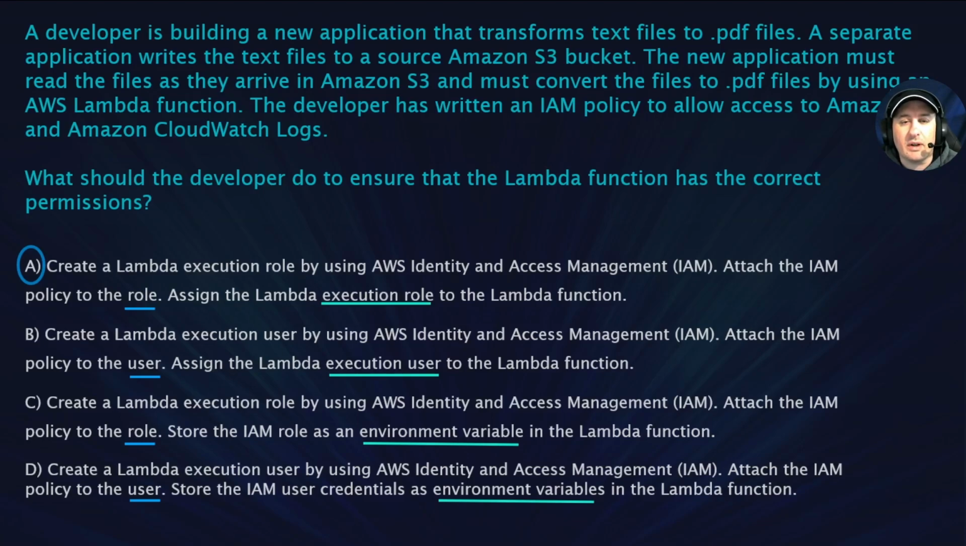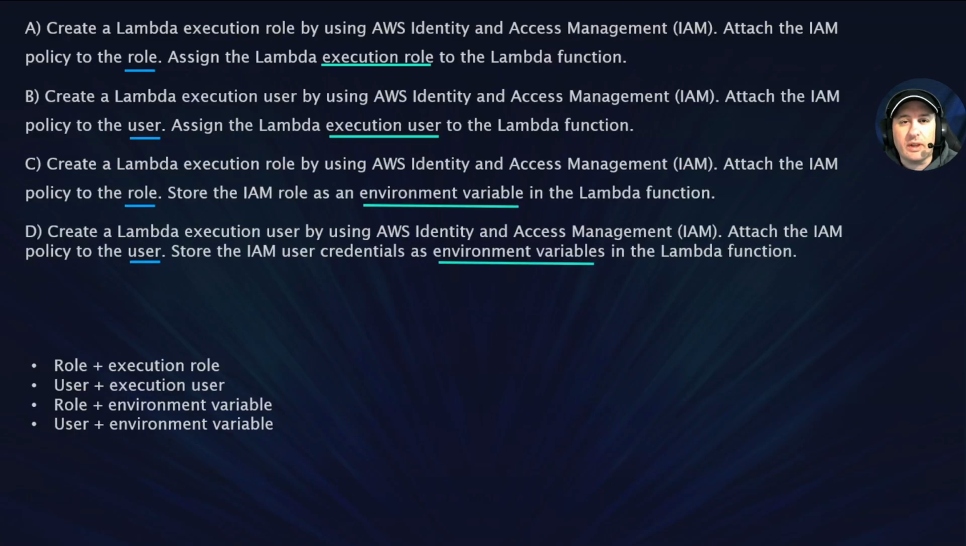What I want to call out here are very specific items in the possible solutions to this question. You'll notice that I've underlined the words role and user for IAM permissions, and then for the Lambda, the execution role, execution user, and environment variables. Let's see why these matter here. So let's take a look at the possible answers and why these are right or wrong. The reason I've highlighted them is you can boil down the answers to being either an IAM role plus an execution role, an IAM user plus an execution user, a role plus an environment variable, or a user plus an environment variable. So let's see which of these options makes sense here.